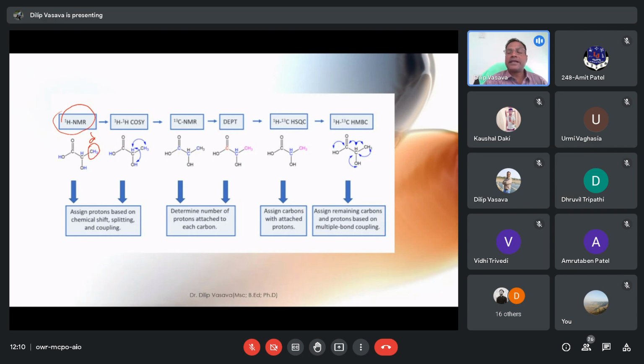Again it has hung, so I am restarting it. You can hold on for a minute because my laptop is not responding. I am restarting it.